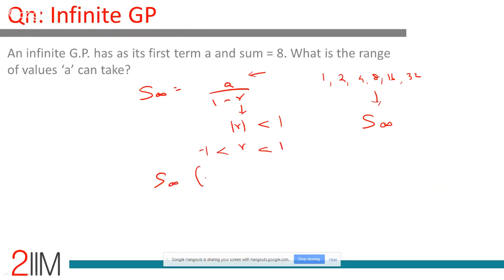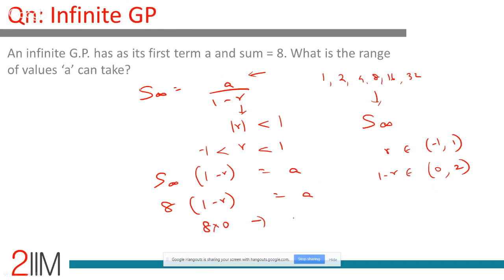Sum up to infinite terms into 1 minus R is A. Or 8 into 1 minus R is A. R goes from -1 to +1. 1 minus R, the smallest value of 1 minus R will be 0. The largest value will be 2. That's it. Our A ranges from 8 into 0 to 8 into 2. Our A will take the range 0 to 16. The sum of infinite terms of a GP is 8, so the first term can go from 0 to 16. It cannot be 16, it cannot be 0, but it ranges from 0 to 16.